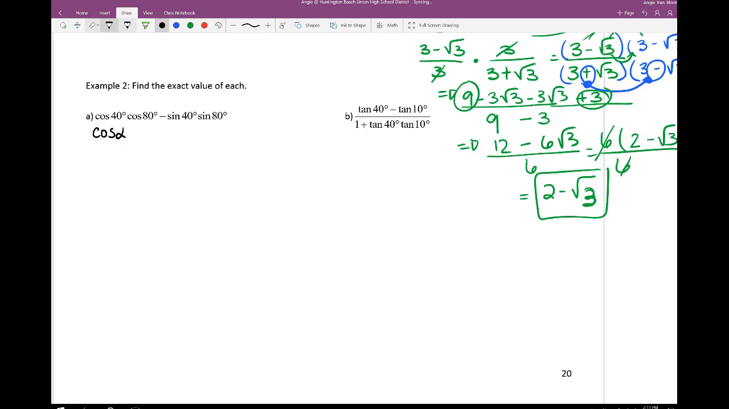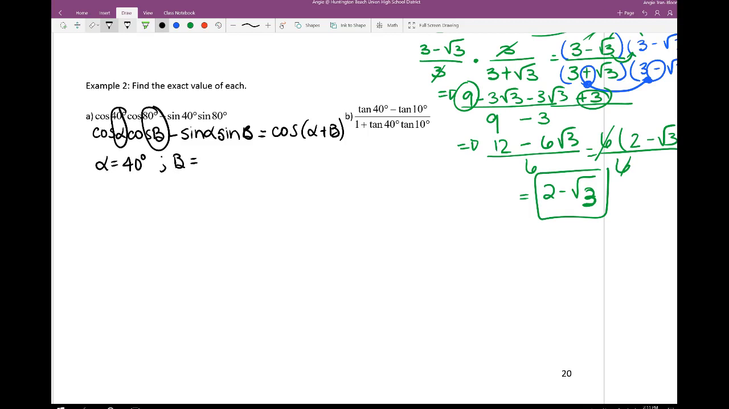Cosine of alpha times cosine of beta minus sine of alpha times sine of beta. This is the identity that we wrote above. According to the identity, this is a sum of cosine, okay? So what does that mean? It means that alpha is 40 degrees and beta is 80 degrees. So I'm going to use this right here.